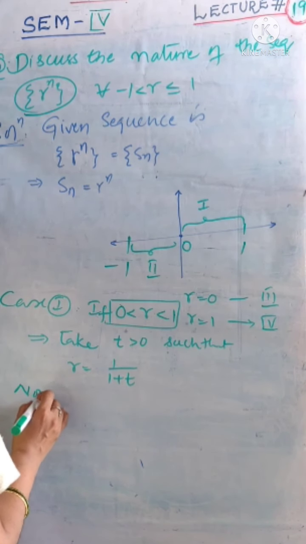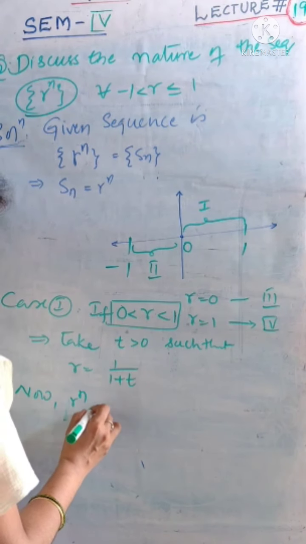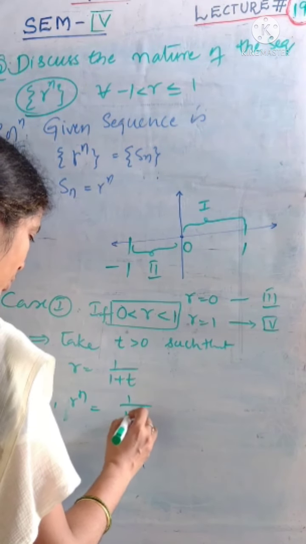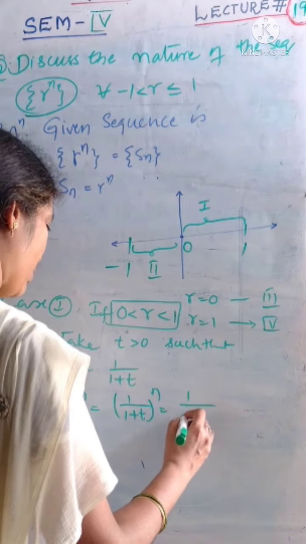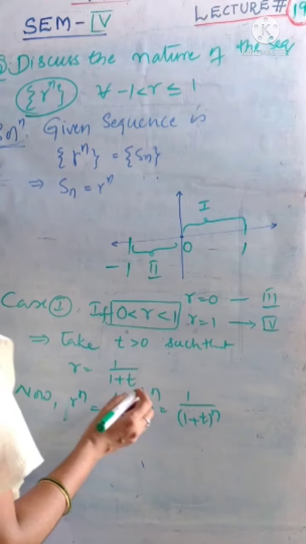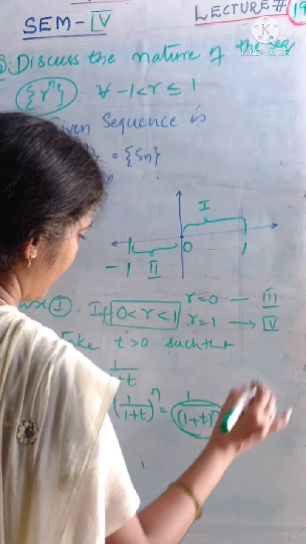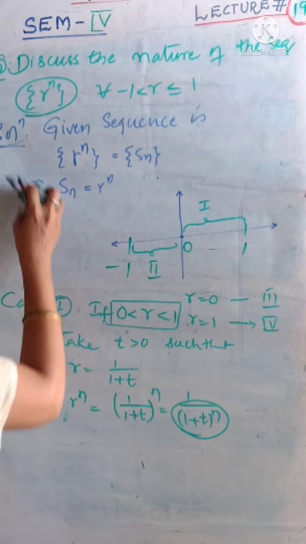Now take the value r power n. Raising the powers on both sides up to n, we get like this. This is equal to 1 by 1 plus t whole power n. Let us write the denominator expansion by using binomial theorem.